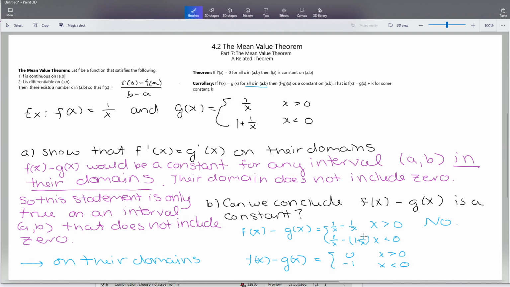So it is very important that when you think about this theorem and its corollary, it's not telling you that the two functions differ by a constant everywhere. They only differ by a constant in these intervals where both of their derivatives are equal. And in this example, we can see that that does not include x equals 0.